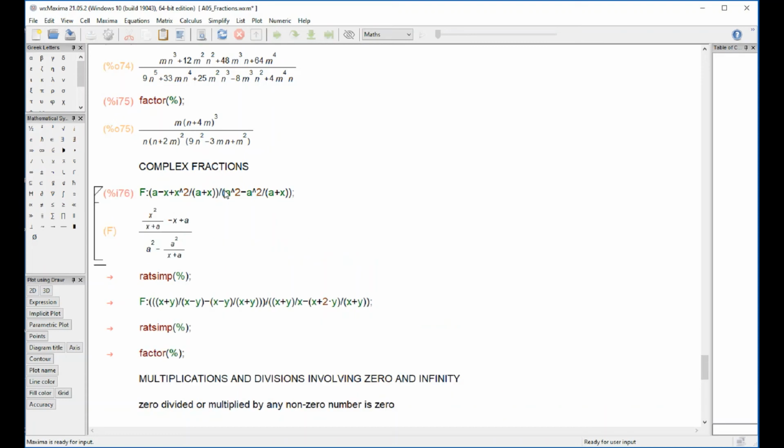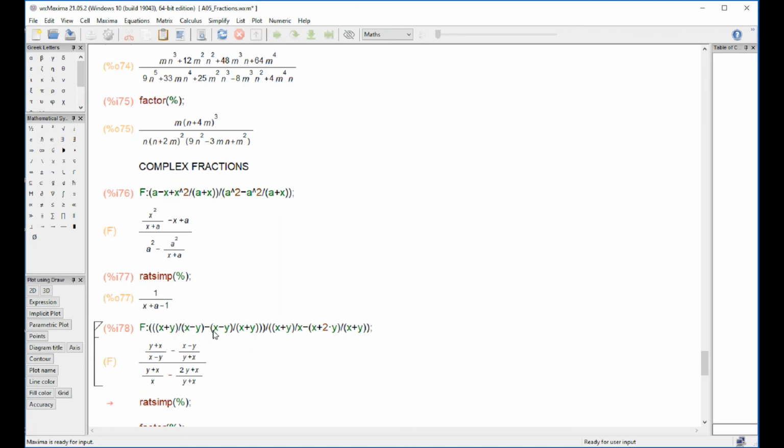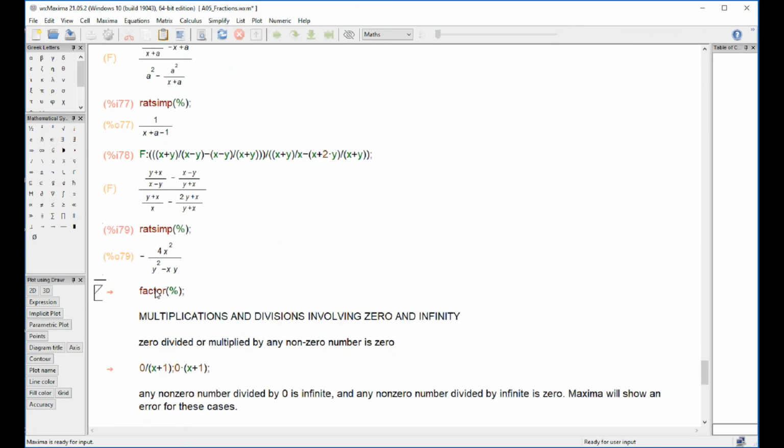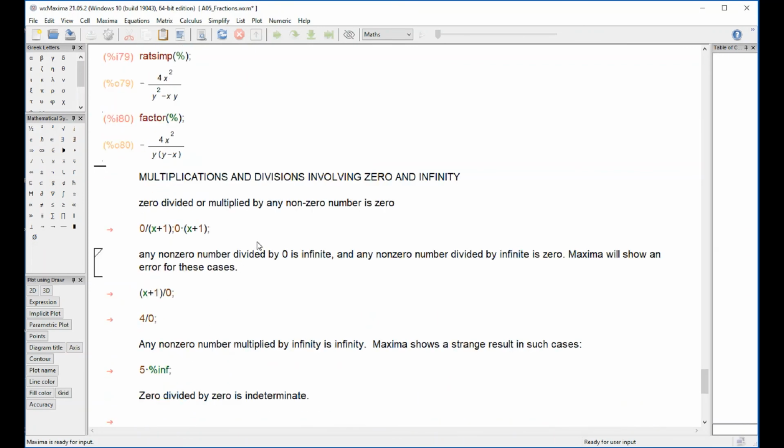It's like a sum of polynomial and fraction in the numerator, polynomial and fraction in the denominator. Rat simp is the way to go. We produce that. Let's try this one right here. I think it's the one that I gave you at the very beginning, and it simplifies to this and cannot be factored by a little bit of factorization.